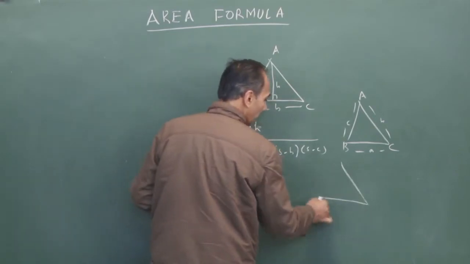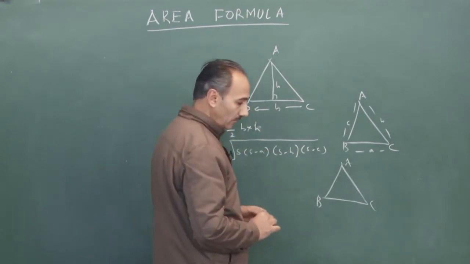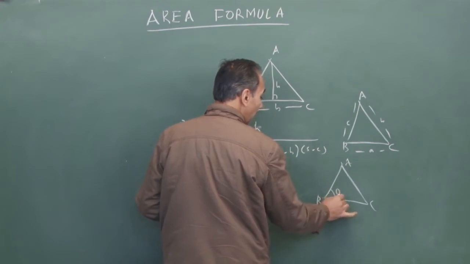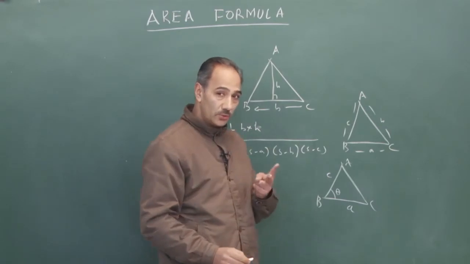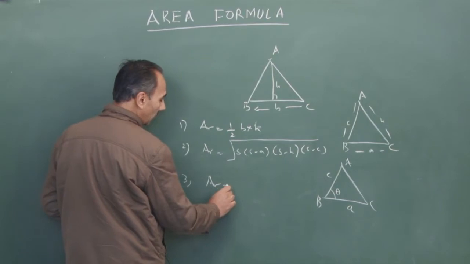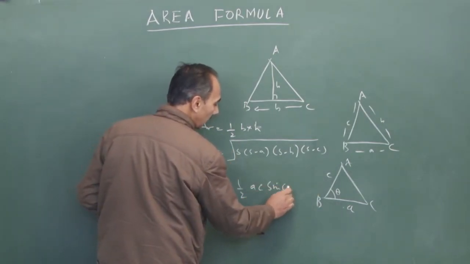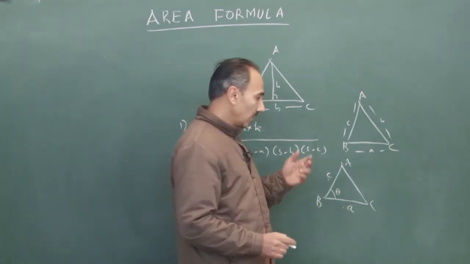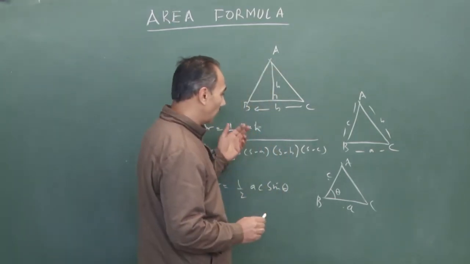Then one more formula, which you have done in grade 10 as far as area is concerned: if any two sides are given and the angle between those two sides is given, two sides and the included angle, the formula is like this: area is 1/2 of the product of those two sides into sine of the included angle. So these are the three main formulae for finding the area of any triangle, whatever triangle you have.